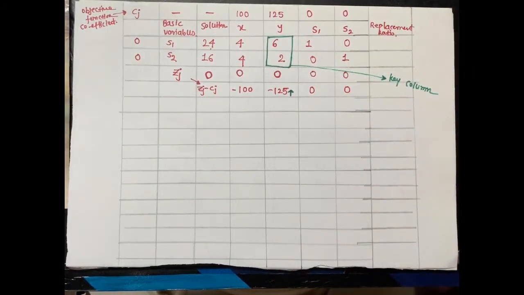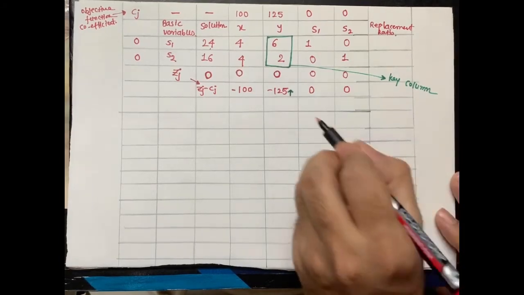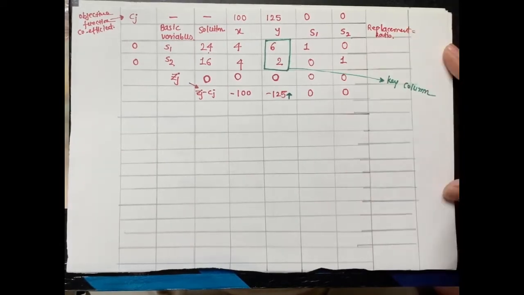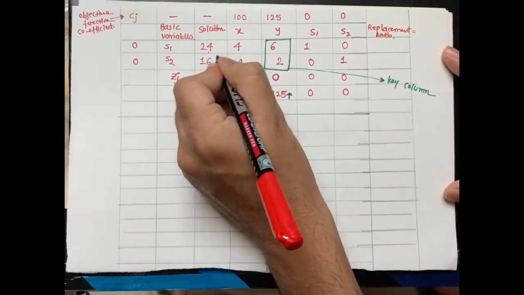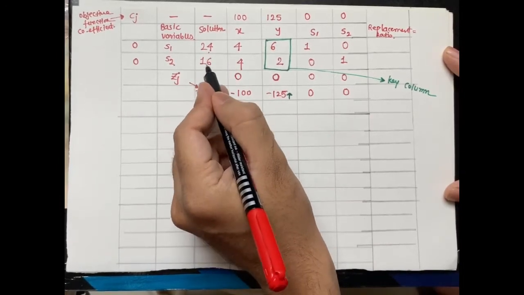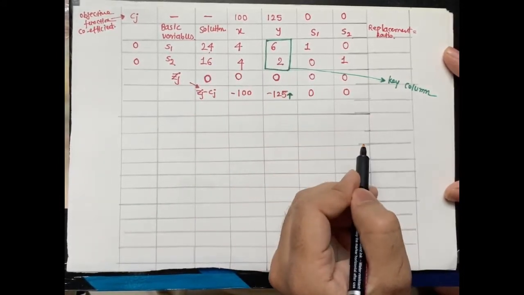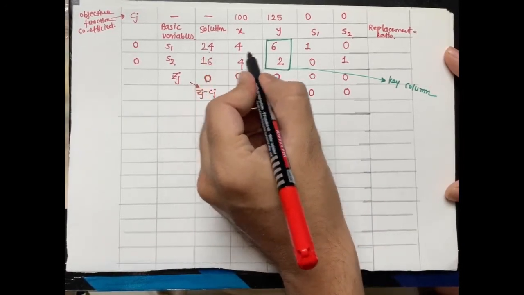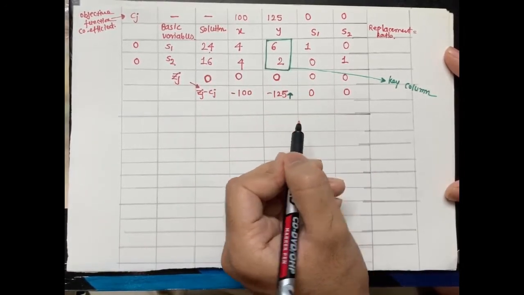So, I have added the extra column for the replacement ratio. What is the replacement ratio? Replacement ratio is the ratio of the cells of your solution column, divided by the cells of the key column variables.